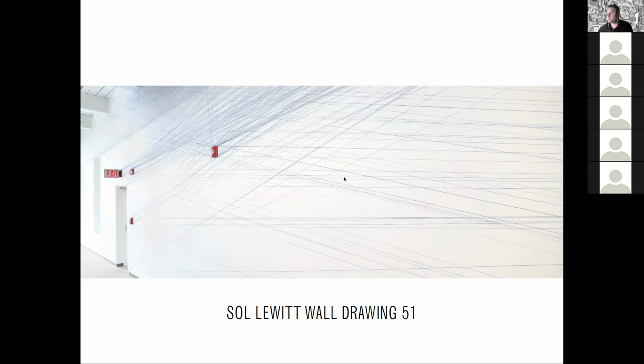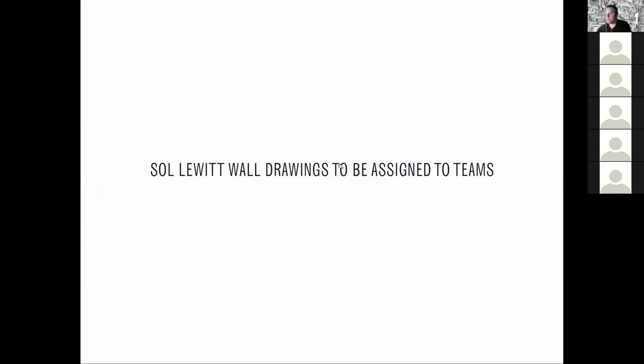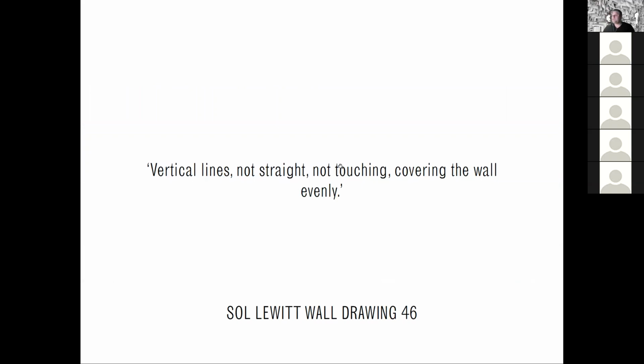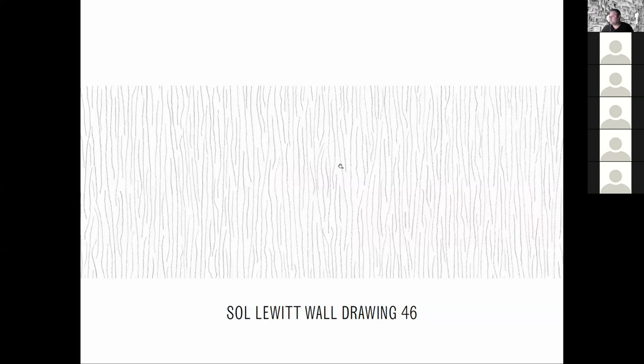Okay. Let's move on to the next wall drawing here, right? Wall drawing number 46 was, and this is a very simple set of instructions: vertical lines, not straight, not touching, covering the wall evenly, right? And so what you get is a close-up. You start to make a set of lines that are all around the same length, or most of them are. And then you infill in between, and those get shorter, and then infill in between, those get shorter, and then infill in between, those get shorter.